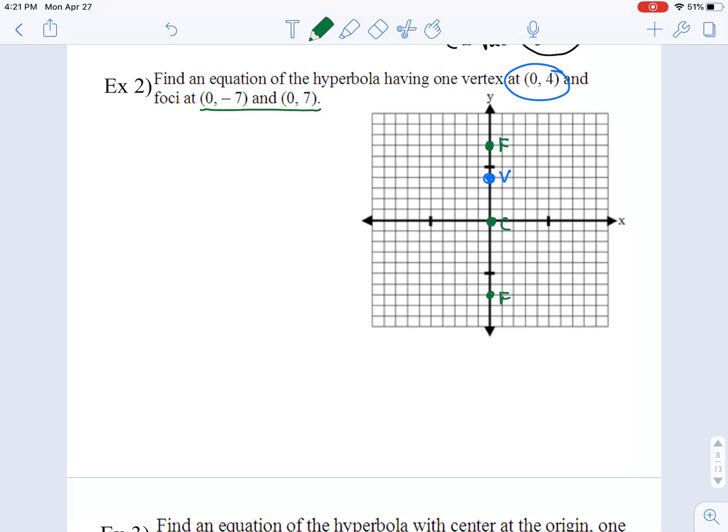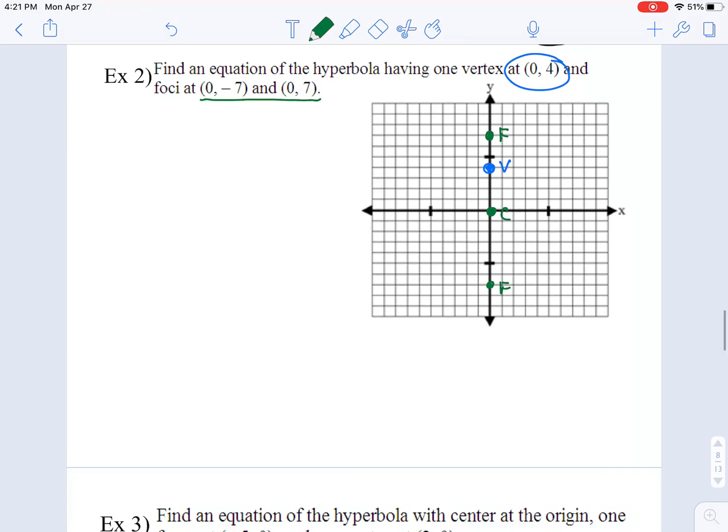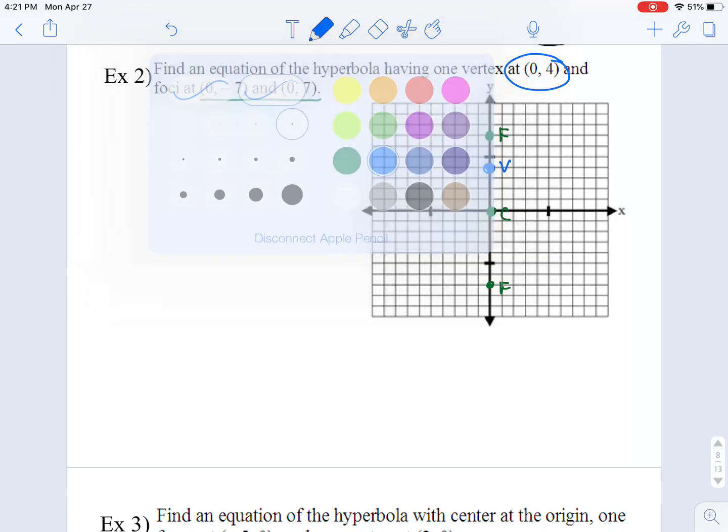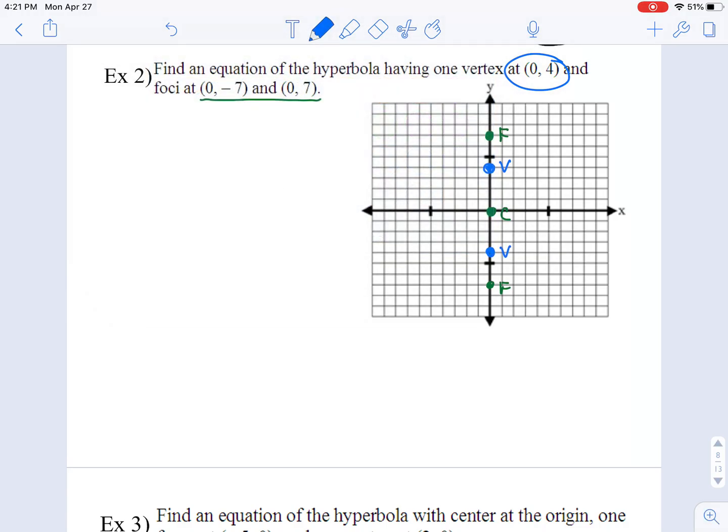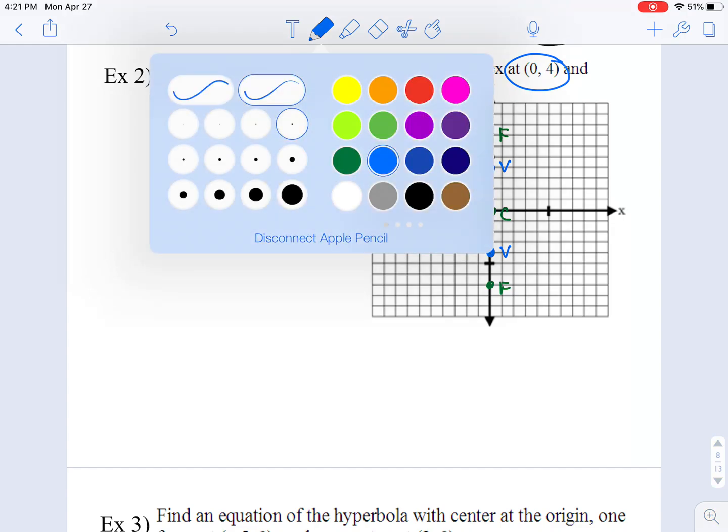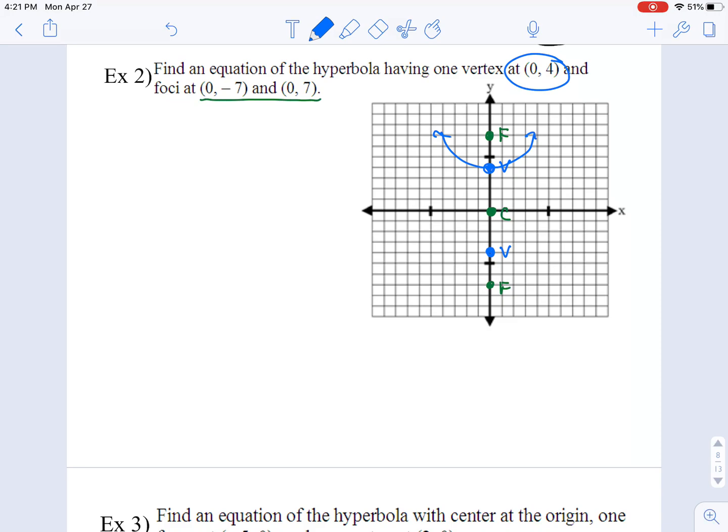Now, since I have both focal points and I know the center is right between them, now I know that my center is at (0, 0). Once I've established my center, now I can go back and place my second vertex at (0, -4). So I've got all of these key points placed. Based on these, I know that this is going to be a hyperbola opening up and down, because our transverse axis is vertical, so we know that it has to start with y squared minus x squared equals 1. We're going to have to fill in the a squared and the b squared.